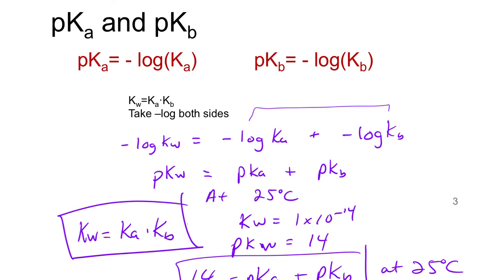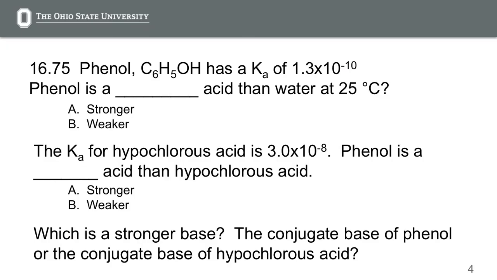Questions on this? All right. So let's look at a couple questions here. Phenol, which is a weak acid, has a Ka of 1.3 times 10 to the minus 10. Is it a stronger or weaker acid than water at 25 degrees Celsius? So the information that you have is the Ka value.